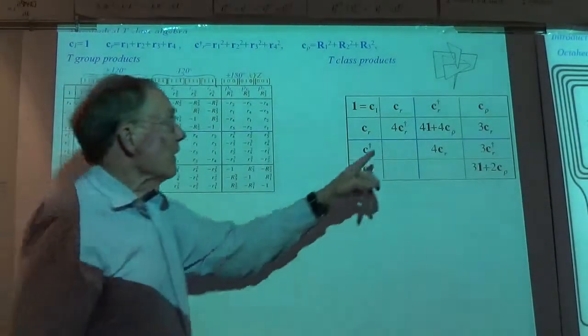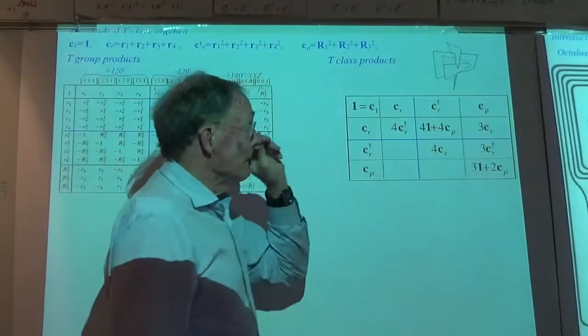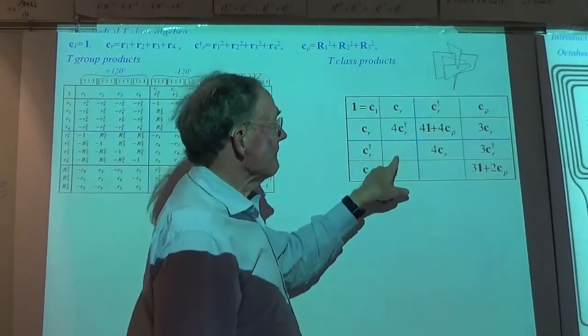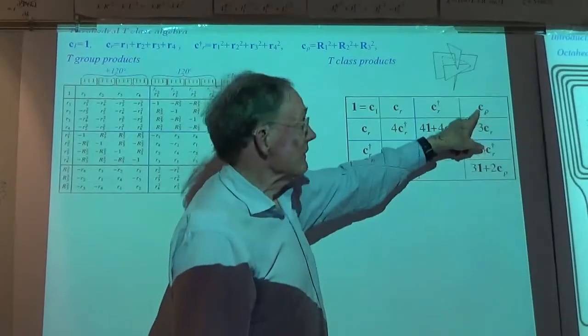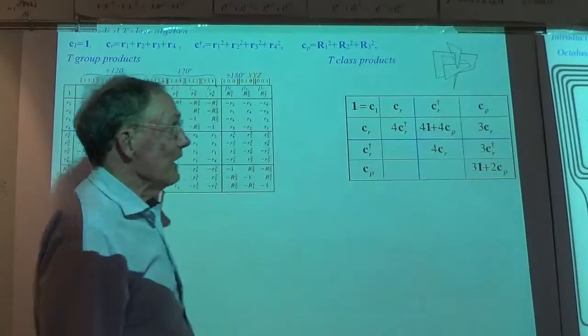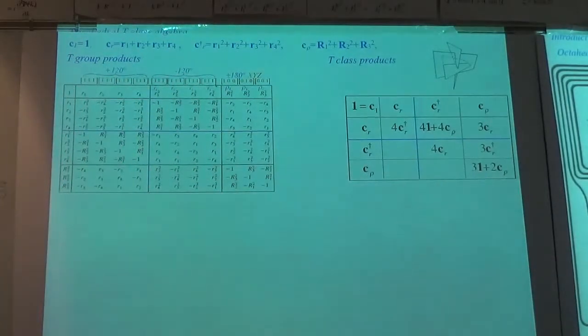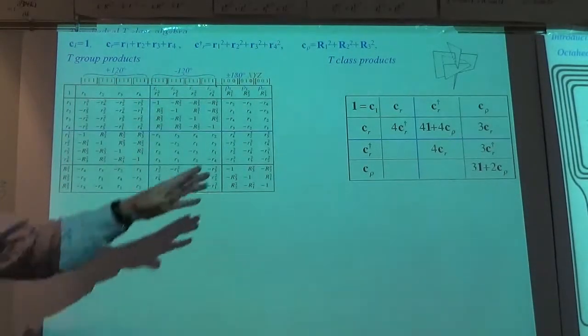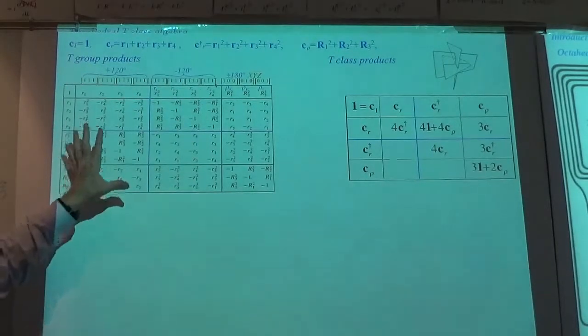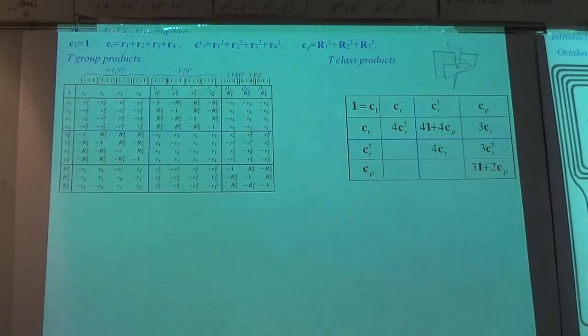So that's our product. Now, I didn't put anything down here because this is equal to that. Right? This is equal to that. And this is equal to that, just to remind you of that fact. Okay? Class sums commute. It's commutative. This is not, but this is.